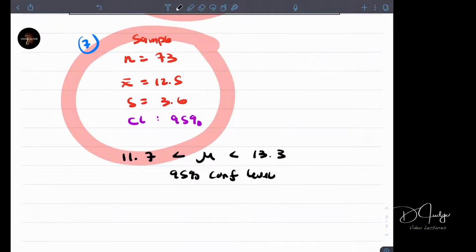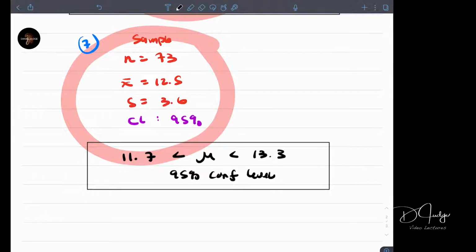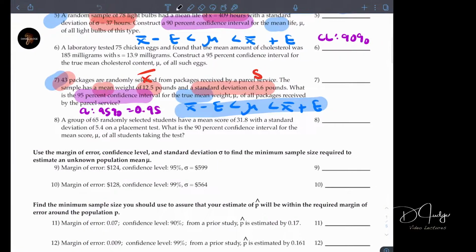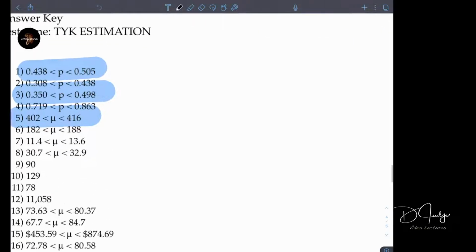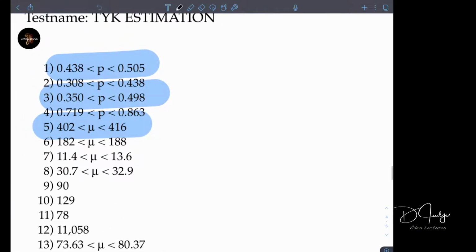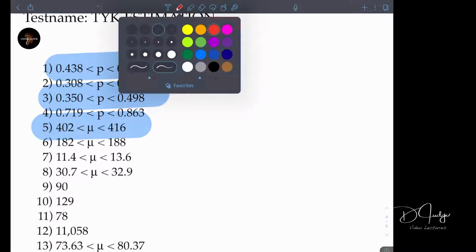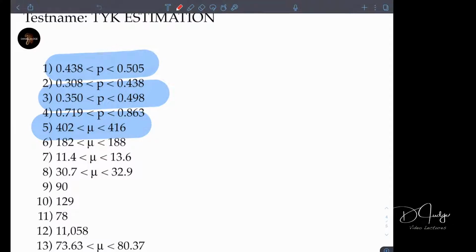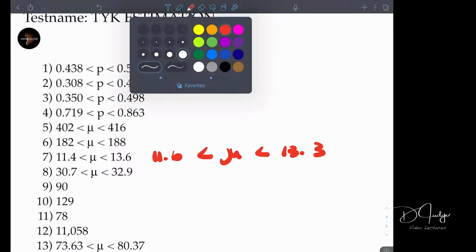Okay, so let me share with you this. And let's see if, in fact, they're correct. That was number 7. 11.4, 13.6. Something's a little bit off. I think we got 11.6 less than mu, less than 13.3. So double check, ladies and gentlemen. So far, this is where we're up to.